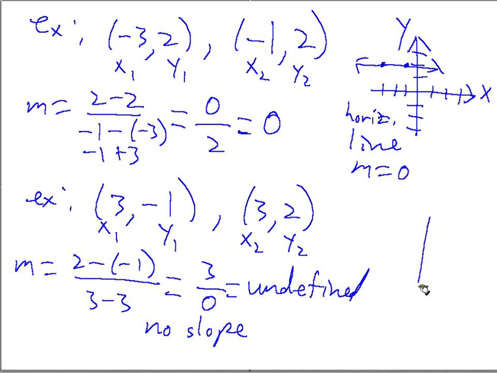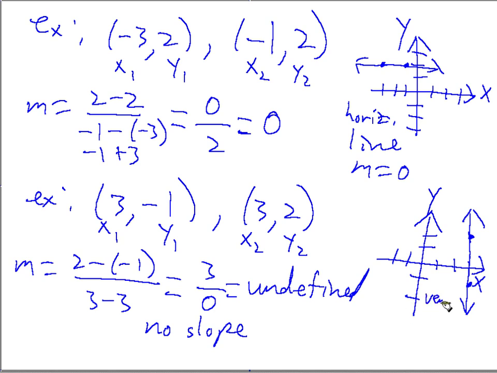Let's plot these 2 points and see where they are at. Okay, see what kind of a line that is going to be. All right, so let's see here. Okay, so let's plot the point 3, negative 1. So here's 3, negative 1 right here. And the point 3, 2. So 3, 2. As you can see, I have a vertical line right here. All right, when I connect these 2 points, I have a vertical line. So this is a vertical line.